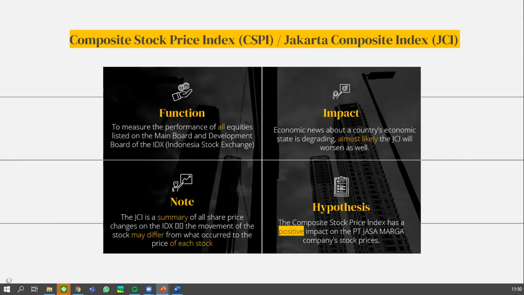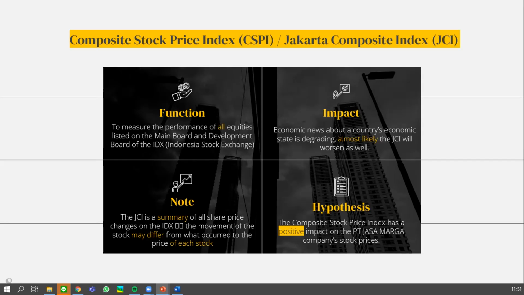The next one is the Composite Stock Price Index, or Jakarta Composite Index, or JCI. This is one of the stock market index used to measure the performance of all equities listed on the main board and development board on the IDX. Many things impact the JCI, and one of those is economic news. When there's news that a country's economic state is degrading, it is almost likely that the JCI will worsen as well. When the JCI rises, it indicates that the stock price on the IDX are generally increasing.